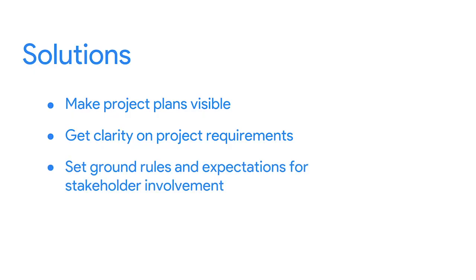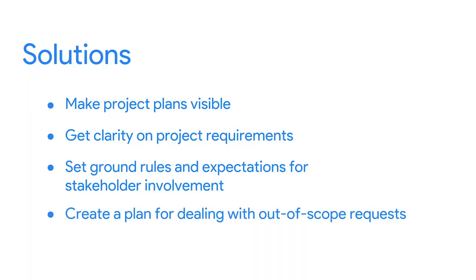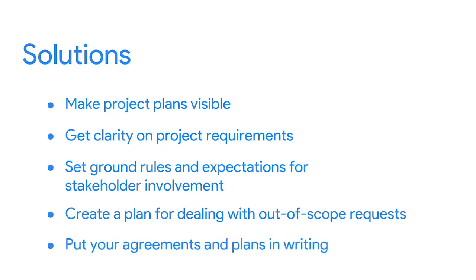Be sure to set ground rules and expectations for stakeholder involvement once the project gets started. Come to an agreement on each of your roles and responsibilities during execution and status reviews. Once you're clear on the project scope, come up with a plan for how to deal with out-of-scope requests. Agree on who can make formal change requests and how those requests will be evaluated, accepted, and performed. And finally, be sure to get these agreements in writing.